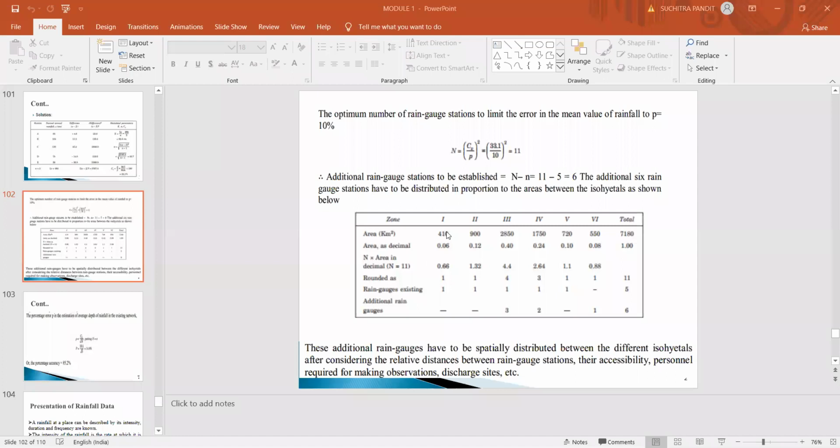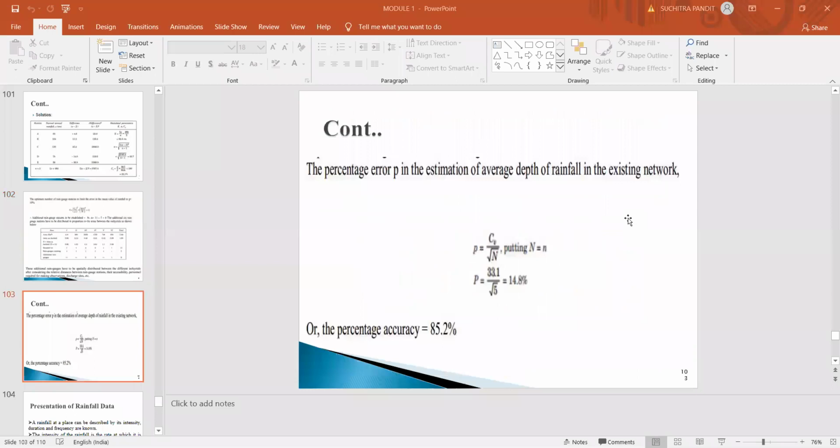First, depending on the zones, these are the areas, you take the decimal and multiply this decimal value by the optimum number of rain gauges. You will get some values. So round it off to the nearest number, then the existing number of rain gauges. So you can allocate each rain gauge in each zone. Then finally, you can take the difference and find out the additional number of rain gauges required in different zones.